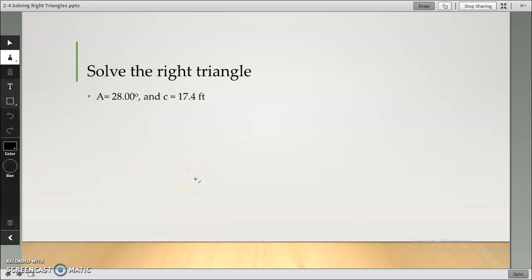All right, let's do another example. So we're going to solve this right triangle. As a rule of thumb, I think it's important to draw it. So let's draw our right triangle. And we're going to use the exact same naming conventions that are used normally.